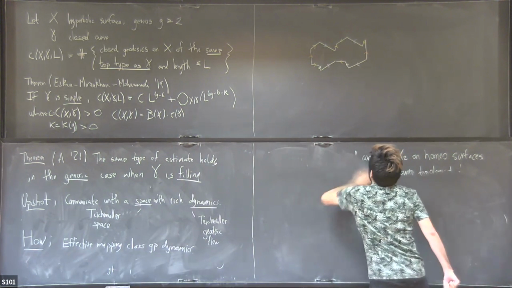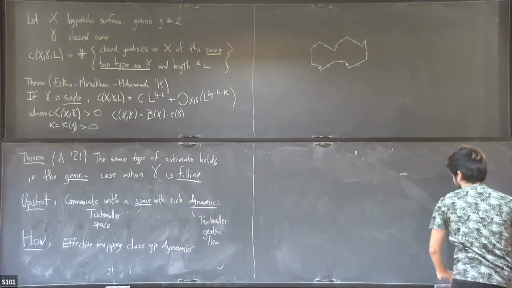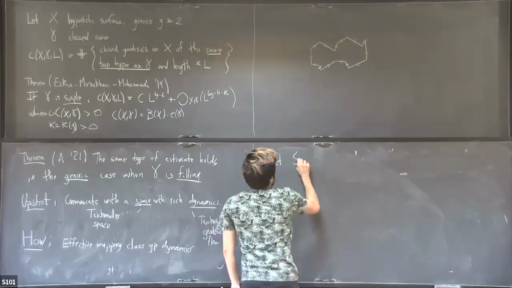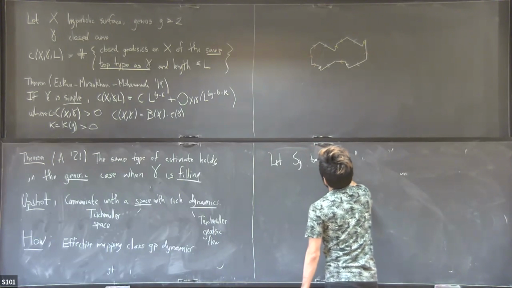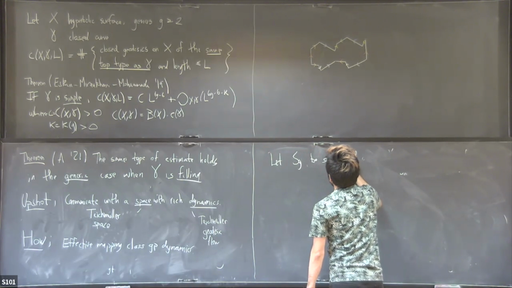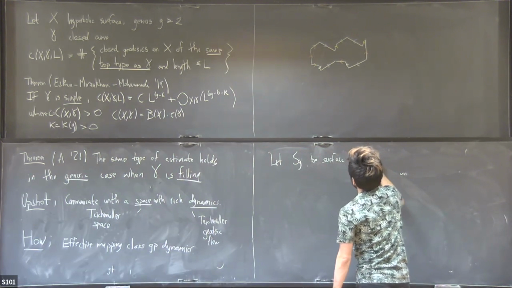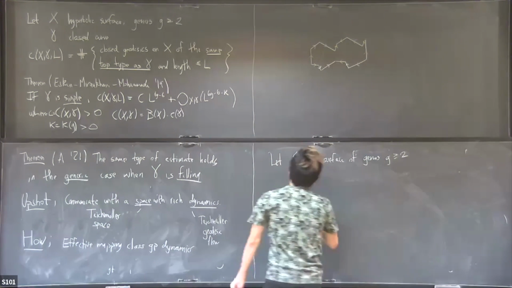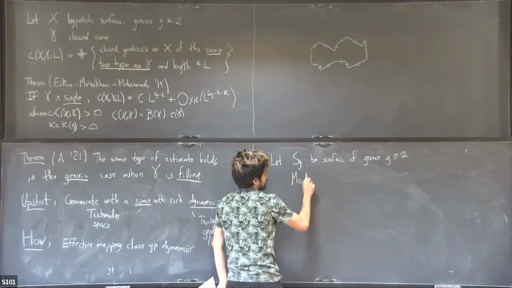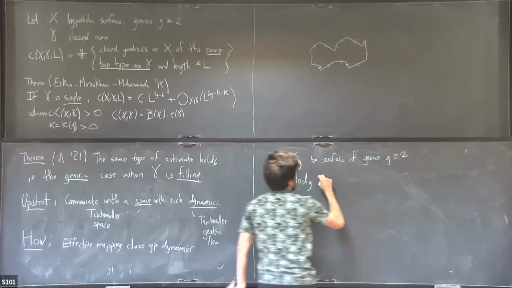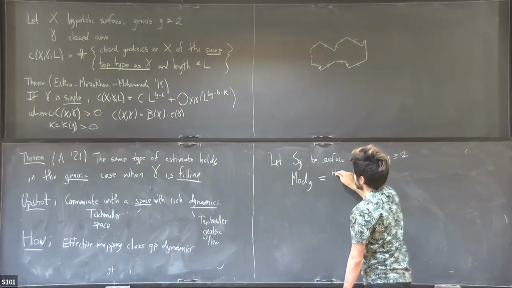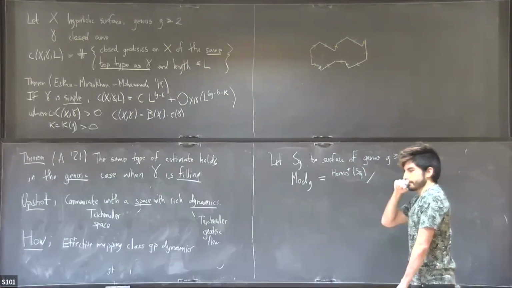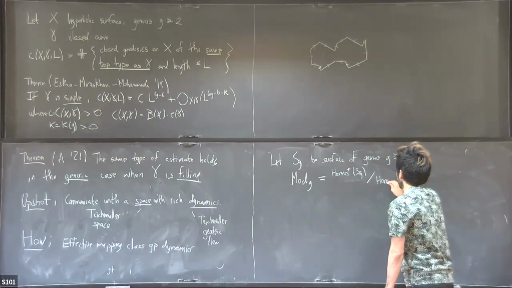So just to make the notation easier, let me tell you how I'll denote the mapping class group. I'll let S_g be a closed connected oriented surface of genus g. I want to consider the mapping class group of this surface, which I'll denote by Mod_g. That's just the group of orientation preserving homeomorphisms up to isotopy.